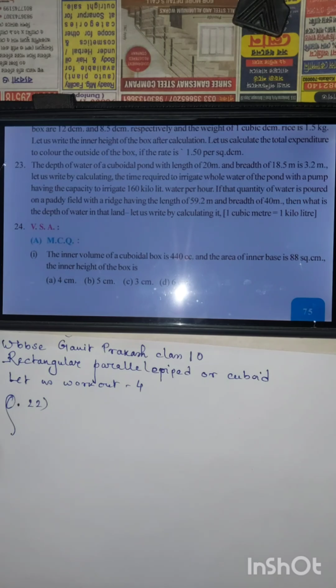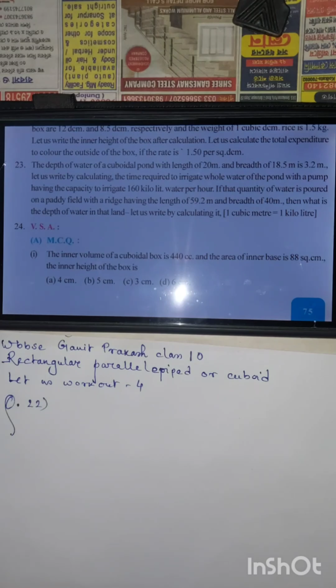Now friends, let us first read question number 23. The depth of water of a cuboidal pond with length of 20 meter and breadth of 18.5 meter is 3.2 meter. So we have a cuboidal pond, length 20 meter, breadth 18.5 meter, and the depth is 3.2 meter.